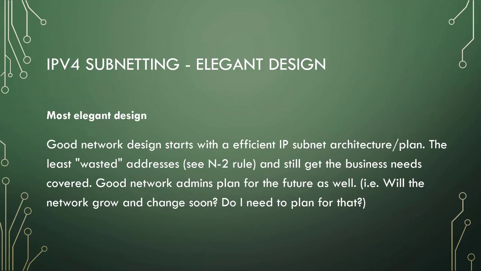The elegant design. Good design starts with an efficient IP subnet architecture plan. We want the least wasted space, and that's when we talk about the N-2 rule. Remember, we're losing 2 out of every subnet, and if they only give you 256 addresses, every time I chop it up, I'm going to lose 2, and that can be very inefficient. We still want to get our business needs covered. Good network admins plan for the future. I have just enough to make it work. Wait a minute, is there going to be growth here? Do I need to worry about that? Maybe I should leave some space in my subnets for growth or change or things like that.